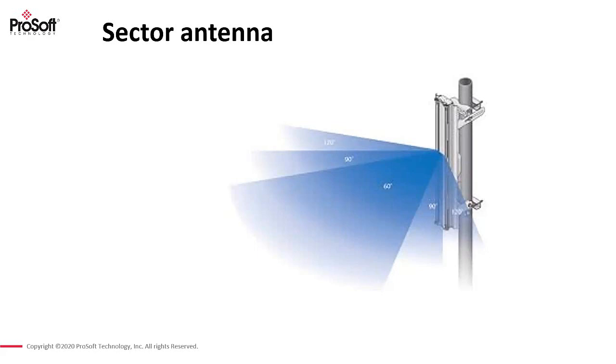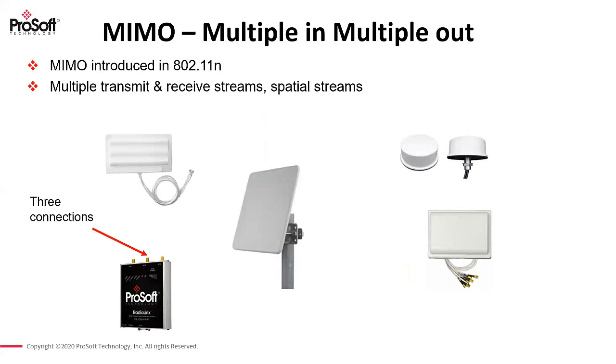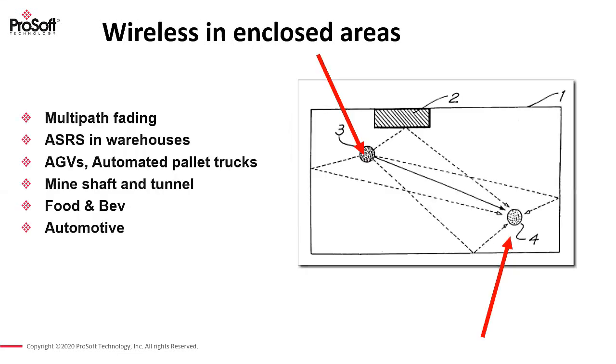The next type of antenna that we're going to move on to is what we call MIMO. It stands for multiple in, multiple out. This was introduced in 802.11n, and basically what MIMO does is it sends out multiple beams of information. With these antennas that you see on the screen, you'll notice there are multiple cables. That's because there's more than one antenna inside the antenna. The radio even has 3 antenna connections. That is for MIMO.